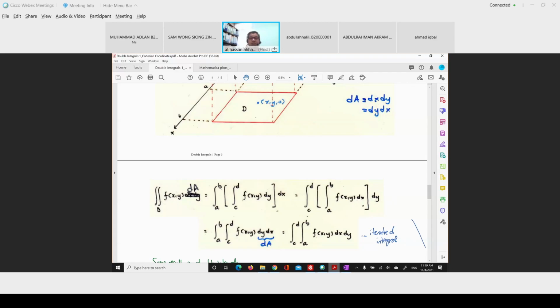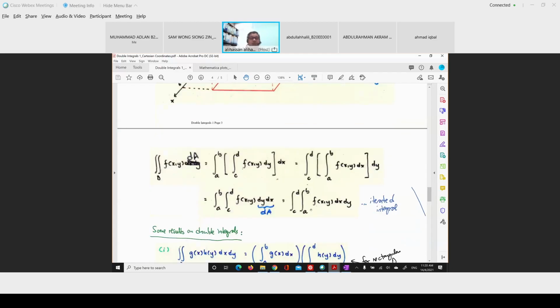First, we evaluate the integral with respect to x, holding y constant here. The limits of x are a and b. And then we integrate the result. So the result is a function of y, right? Because the result of this inner integral is a function of y. Then we integrate the result with respect to y, where y has limits c and d. So in this second approach, we say we are using the order dx dy.